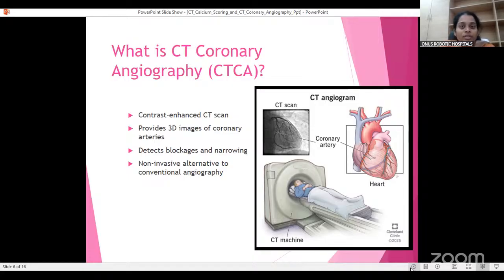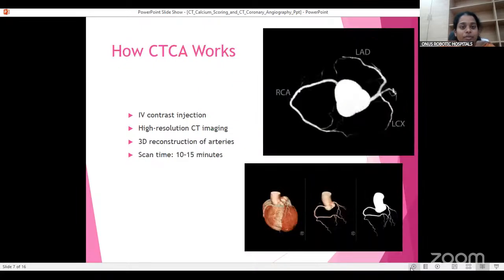suggest the patient undergo the CT coronary angiogram. Or if the patient has risk factors but not many symptoms, and we are not sure whether the patient has any lesion, then for screening purposes we can go for the CT coronary angiogram. It's a contrast-enhanced CT scan. It provides 3D images of the coronary arteries and detects blockages in them. It is a non-invasive alternative to the conventional angiogram.